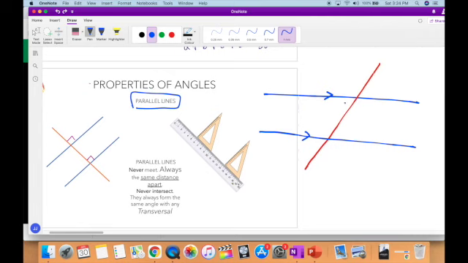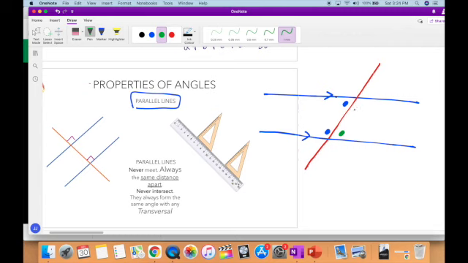Now, for interior, once you have two angles that are on the same side of the transversal and they're inside the parallel lines, so you can see they're kind of inside of like a rectangle. They're inside the rectangle, they're inside the parallel lines. So these two angles are interior angles.